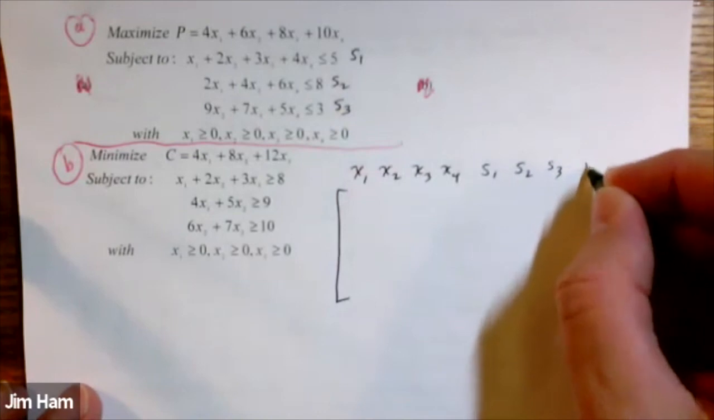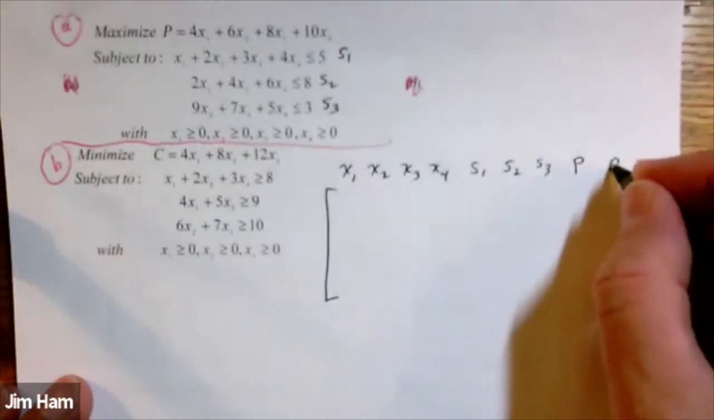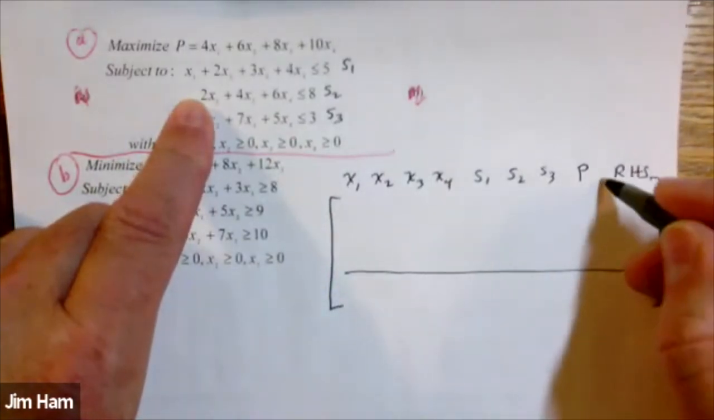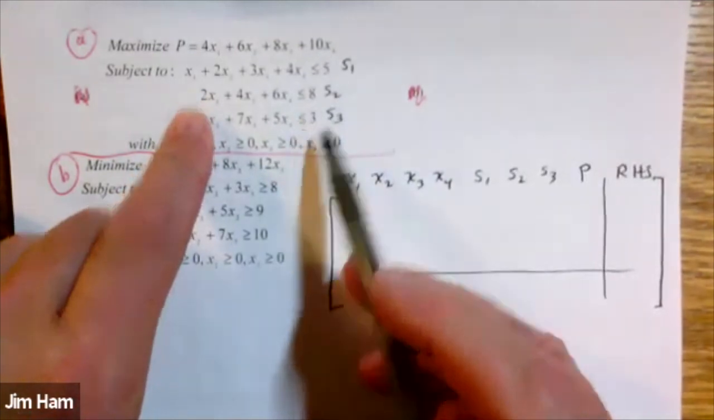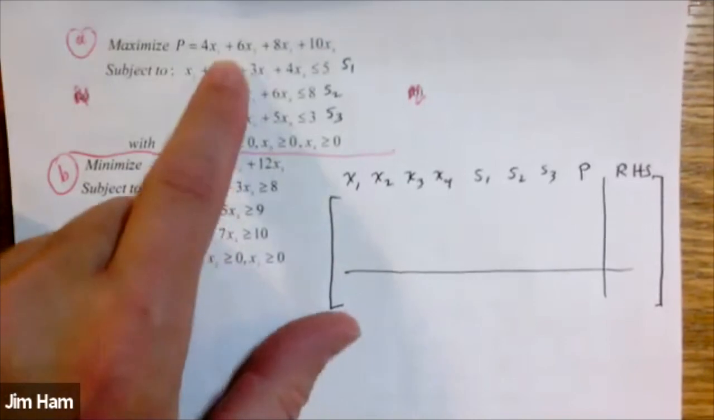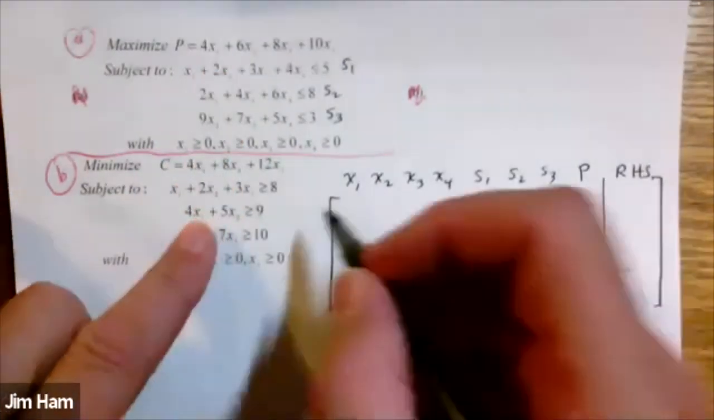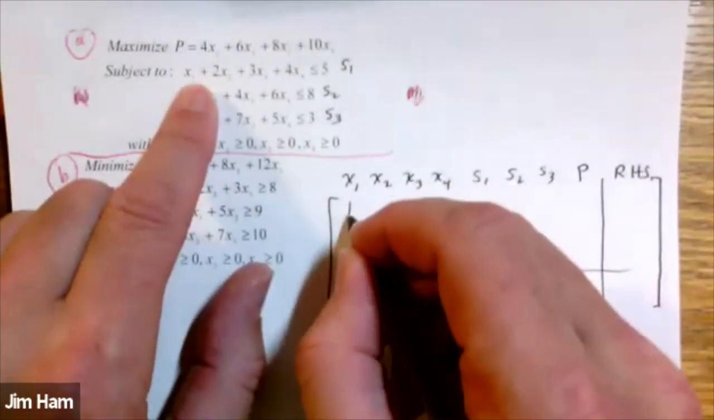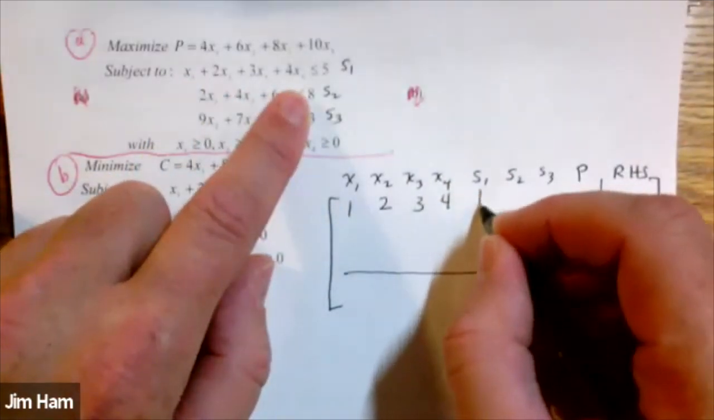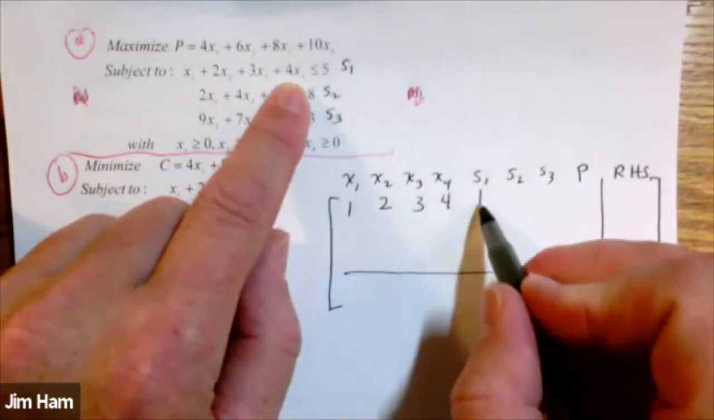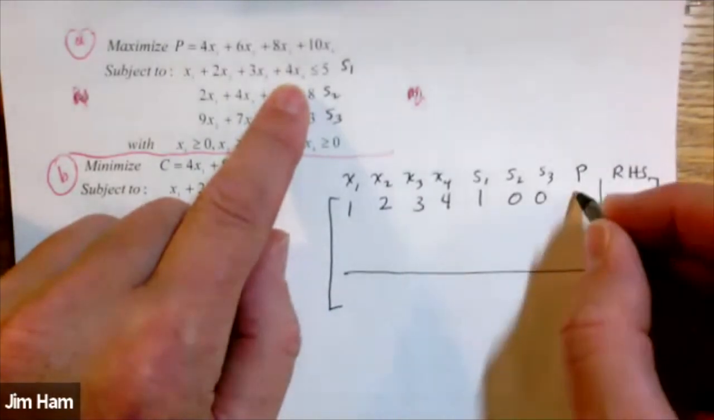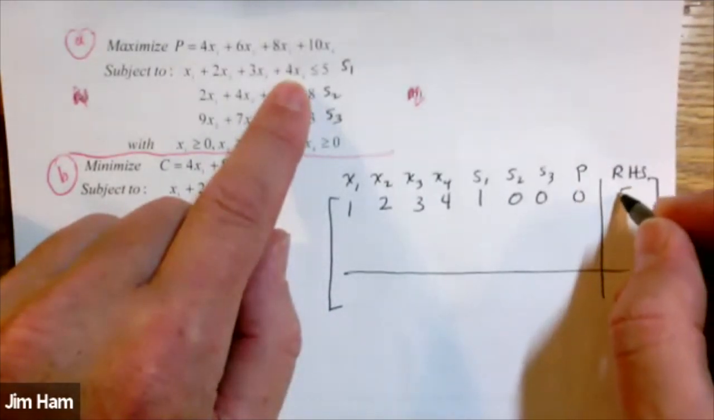Then I have the objective function and then the right-hand side. So we list the constraints first, and there are 3 of them. And then we list the objective function with negatives. So if we start with the first constraint, you have 1, 2, 3, 4, and then S1 is going to be in that one. So S1 takes the constant 1. All the other slack variables are 0. P, there's no P in that inequality, and then the right-hand side is 5.